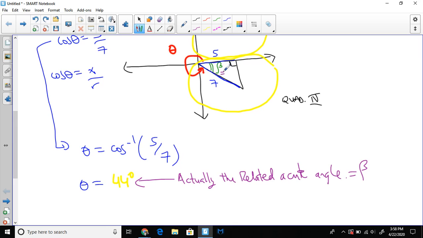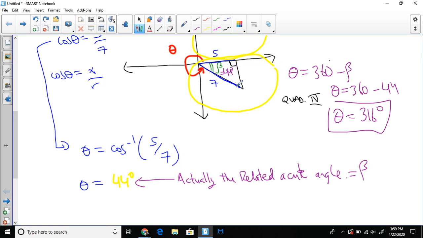I know that this angle is about 44 degrees. So in quadrant 4, right, theta is 360 minus beta. Oh, sorry, I think I froze. 360 minus 44. So theta is 316 degrees. And that makes sense because theta has to be between 270 and 360. So when I get an answer of 316, I'm like, you know what? I feel like I'm pretty correct because I'm in the right spot.